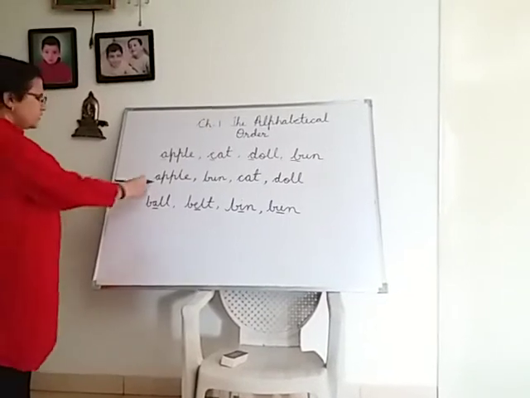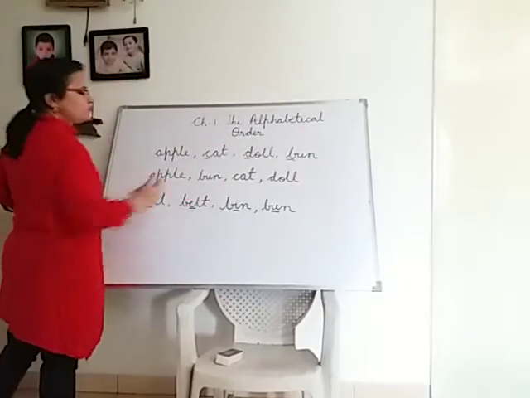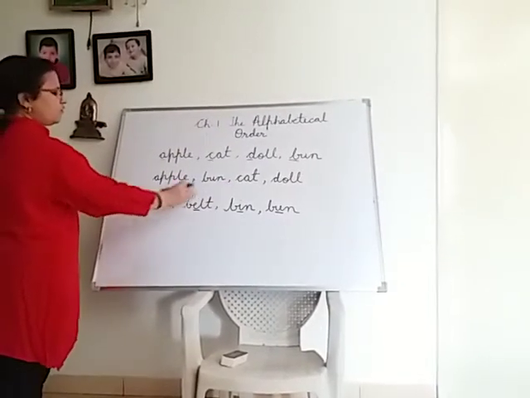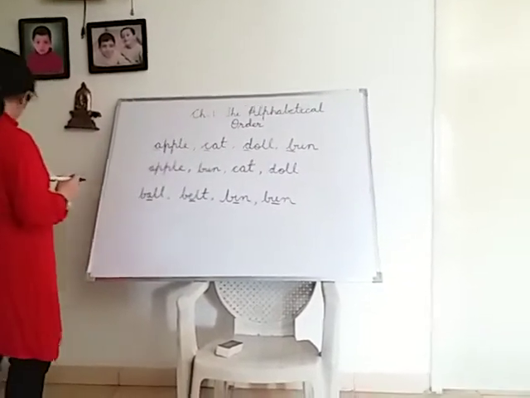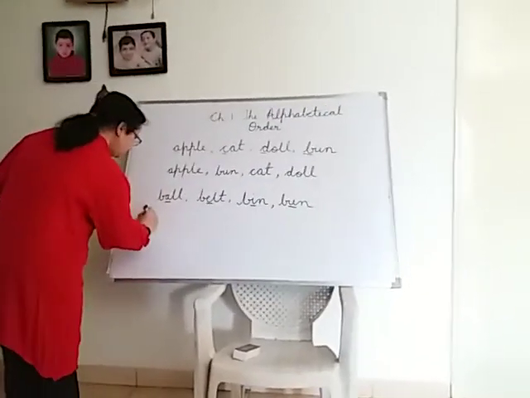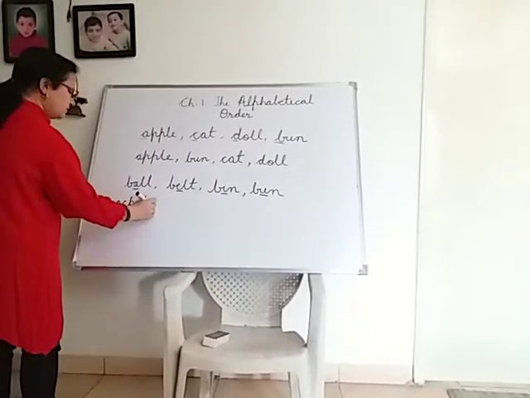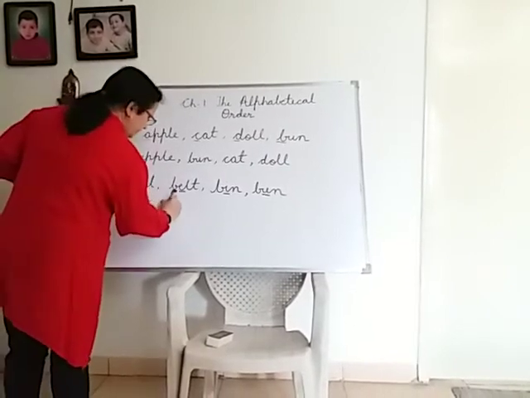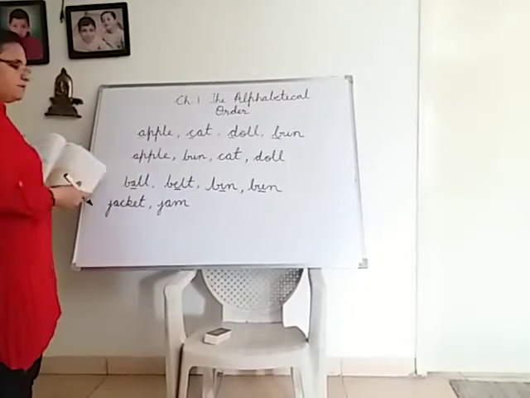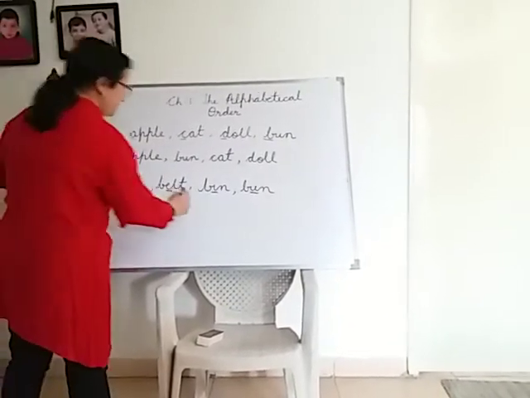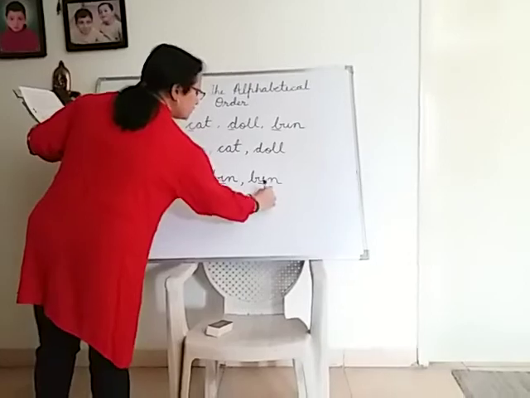So now you can see that if the first letter of all the words is the same, we will see the second letter. Now, what if the first two letters of all the words are the same? What will we do in this case? We will look at the third letter of the word. For example, students, all these examples I am taking from your book only. You can open your book, it's on page number 2. Jacket, jam, then jar and jaw.